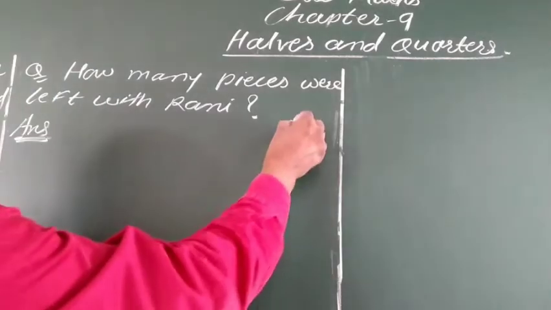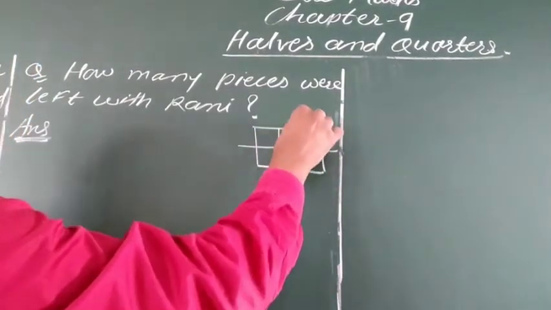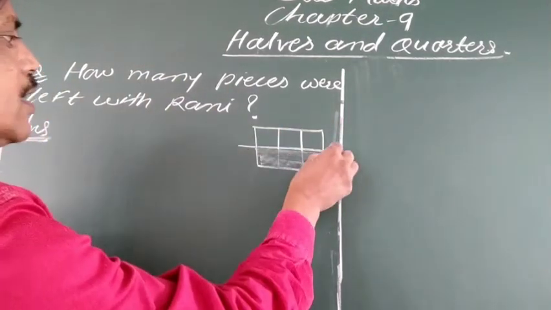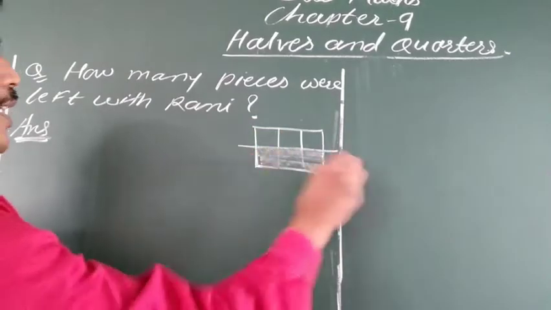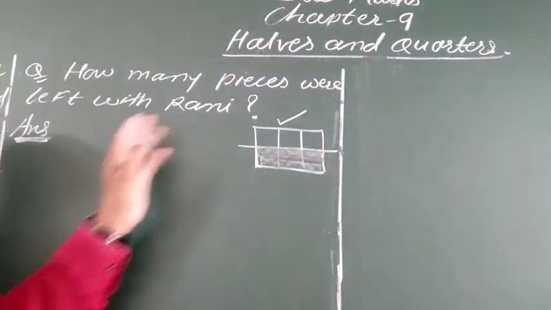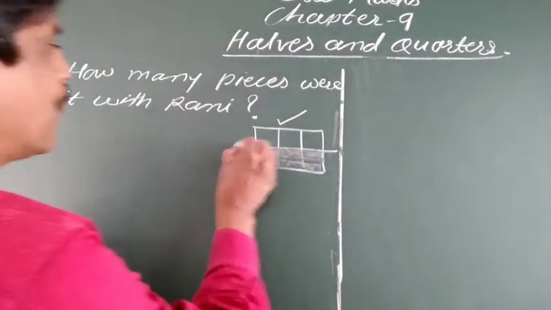So what is the total number of pieces? See, this is chocolate and it is divided into half. These are the 6 equal parts of this chocolate. Out of this, 3 parts are handed over to Reena and this is the remaining part which was left with Rani. Now you see how many pieces of the chocolate are left here with Rani. So this much half part is left with Rani.